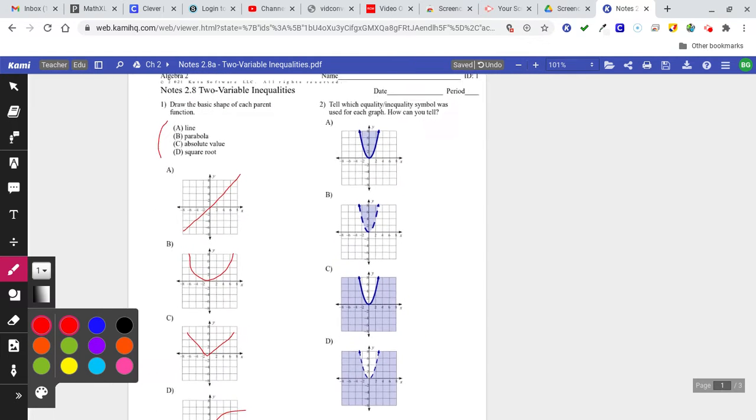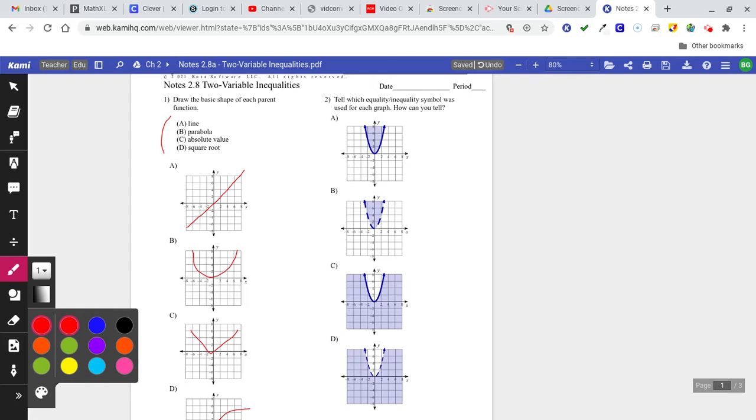Now we're going to talk about shading. Look at the 4 graphs on part 2, number 2. Tell which equality or inequality symbol was used for each graph. How can you tell? I can tell each of them immediately by looking at it. Part A is definitely going to be a greater than or equal symbol. You can tell greater than because the thing is shaded up, and you can see a solid line.